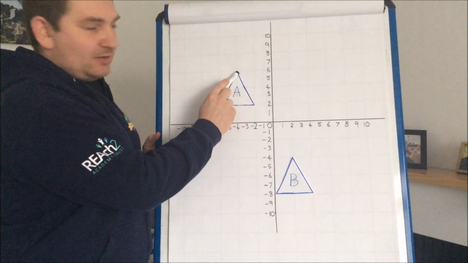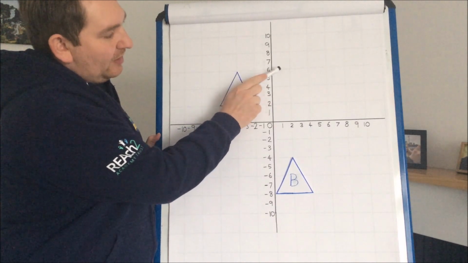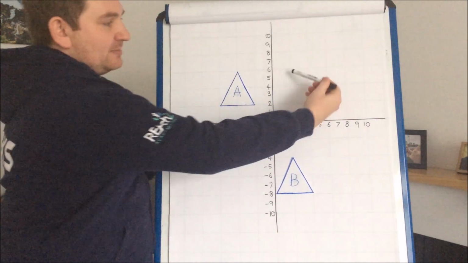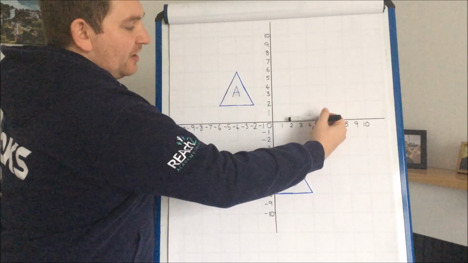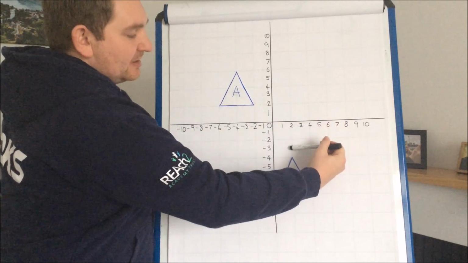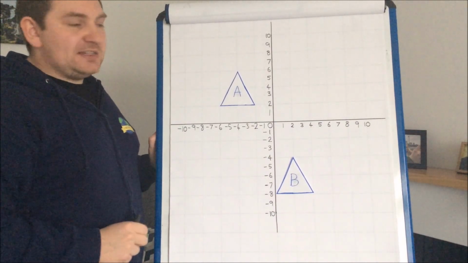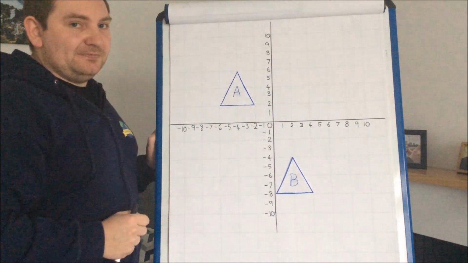So if we focus on this one, we can see that it has moved 1, 2, 3, 4, 5, 6 spaces to the right, and then it has moved 1, 2, 3, 4, 5, 6, 7, 8, 9, 10 spaces down. That tells me that the translation is 6 to the right and 10 down.